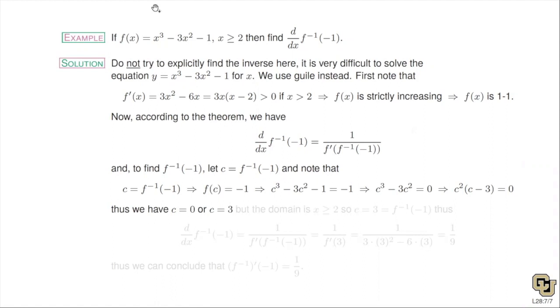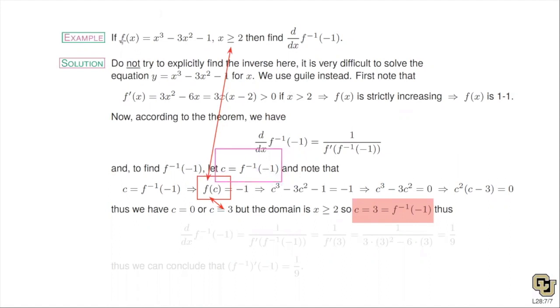But because of the domain restriction here, remember c is in the domain of the function f. And the function f has a domain restriction that its inputs have to be greater than 2. So here c cannot be 0, c has to be 3, because that's the only number that's greater than 2. So what have we discovered? Well, we figured out that c is equal to 3, but c was what we were calling f inverse of -1, right? c was exactly f inverse of -1. So I've found the number to plug into the formula here.